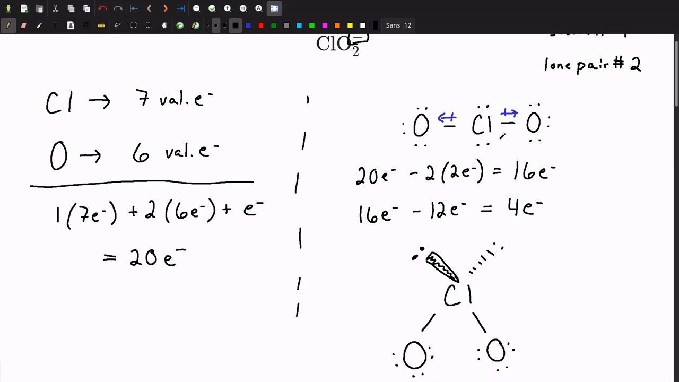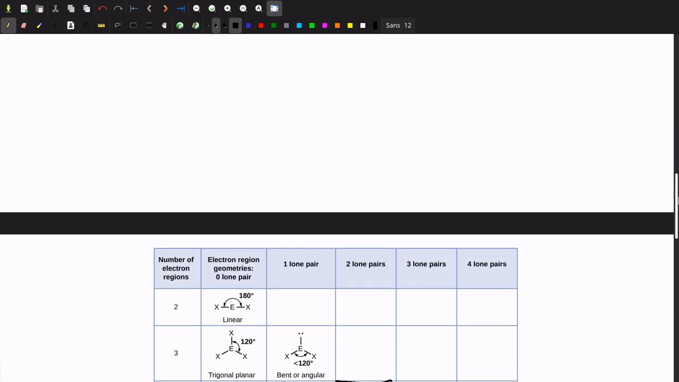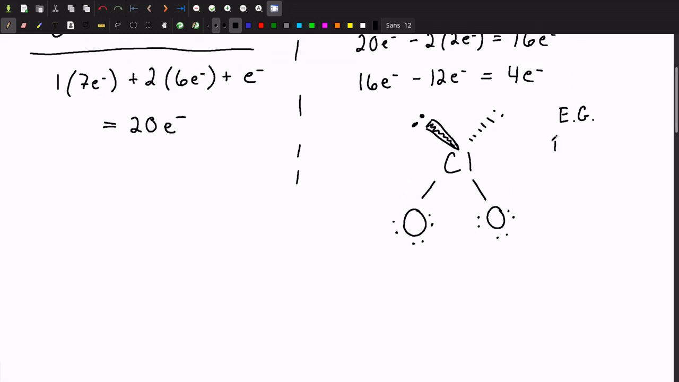The one thing that we didn't do is check our octet, but it is good here. So oxygen 1, 2, 3, 4, 5, 6, 7, 8. Chlorine 1, 2, 3, 4, 5, 6, 7, 8. So this was our correct structure. And the electron geometry is always going to be the first one in the column with that steric number. So the first one here is tetrahedral. So it says a tetrahedral electron geometry. That's going to be the geometry when we consider our lone pairs here. And the molecular geometry is going to be bent.